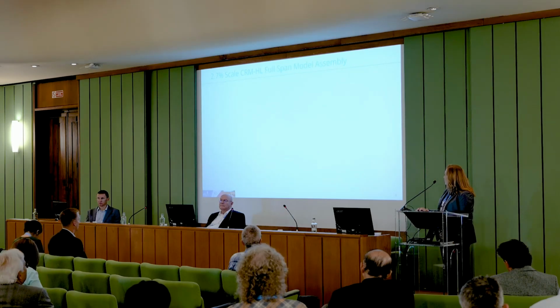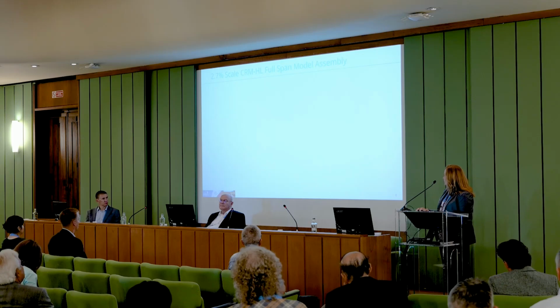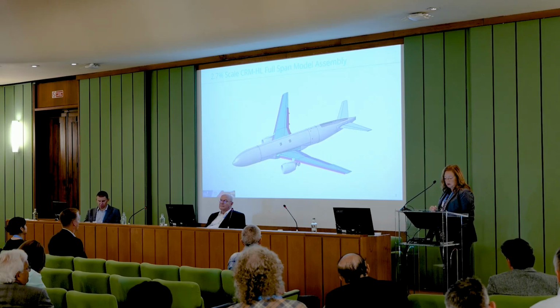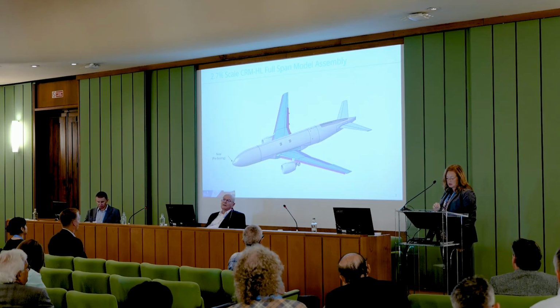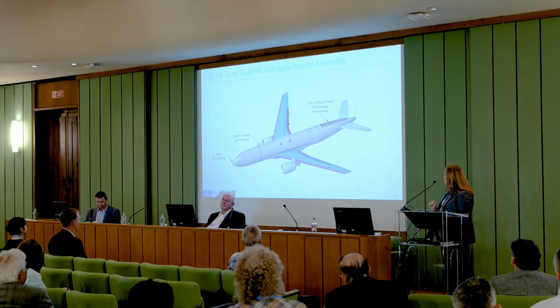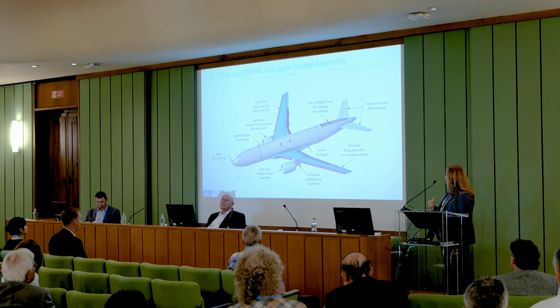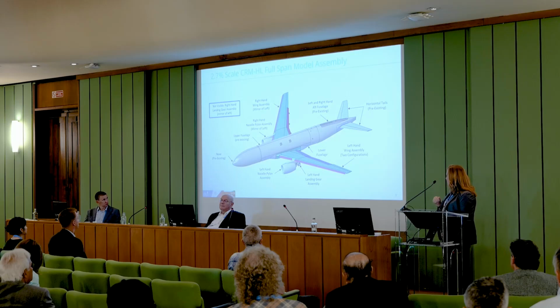Okay. And then for the 2.7% scale full span model assembly, we already had the nose, the upper fuselage, the 2 aft fuselage parts, and the horizontal tails. We had to build the nacelle pylons, the landing gear, the lower fuselage, and the wing assemblies, but included both the slats and the flaps.